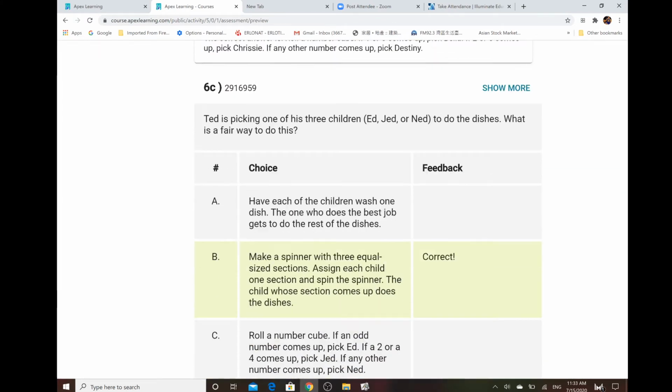And now, 6C is quite similar. Ted is picking one of his 3 children, Ed, Jad, or Nat, to do the dishes. What's the fair way to do this? Make a spinner with 3 equal size sections. Assign each child 1 section and spin the spinner. The child whose section comes up does the dishes.